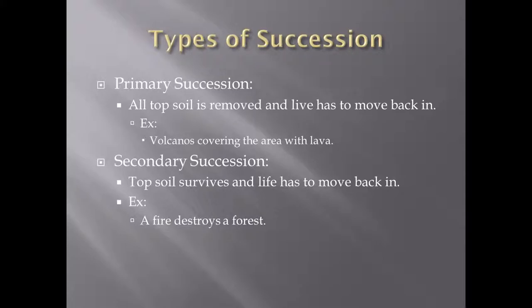There's a bunch of other ones too, but these are the key ones you have to know about. The first one is called primary succession. This is succession caused when all the soil has been removed. All the dirt's basically gone. A good example of this is what I have here. If a volcano covers the area with lava, you're not going to have any dirt for things to grow back. That's going to cause primary succession.